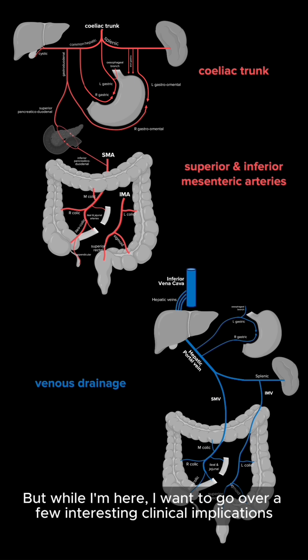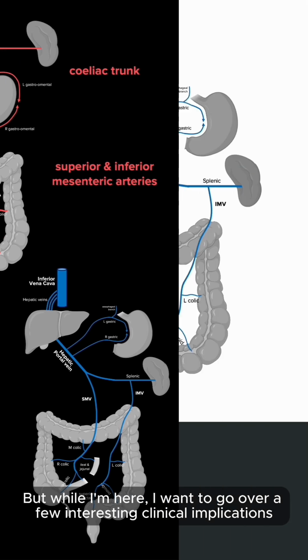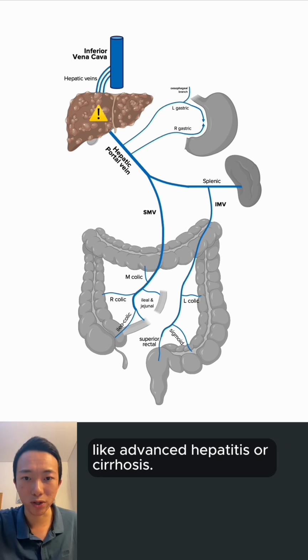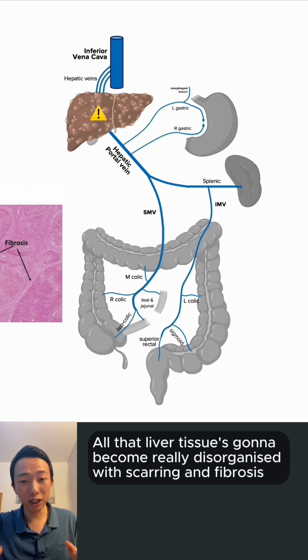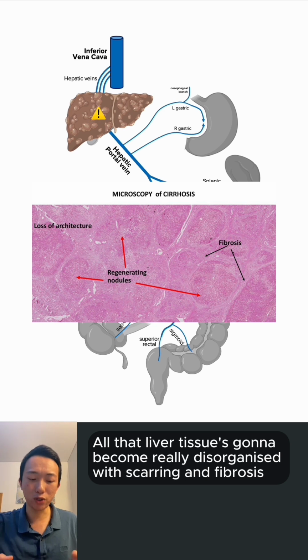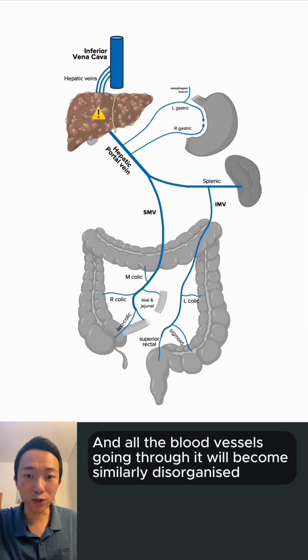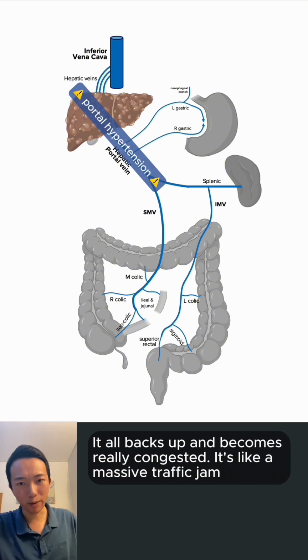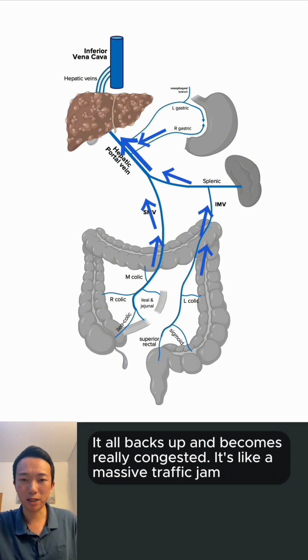But while I'm here, I want to go over a few interesting clinical implications. Imagine someone had very bad liver disease like advanced hepatitis or cirrhosis. All that liver tissue is going to become really disorganized with scarring and fibrosis and regenerative nodules, and all the blood vessels going through it will become similarly disorganized and narrowed from fibrosis. All this blood is going to have a much harder time trying to force its way through the liver, hence portal hypertension. It all backs up and becomes really congested. It's like a massive traffic jam.